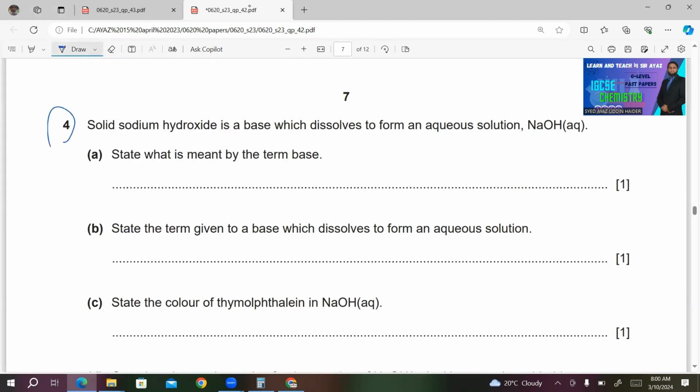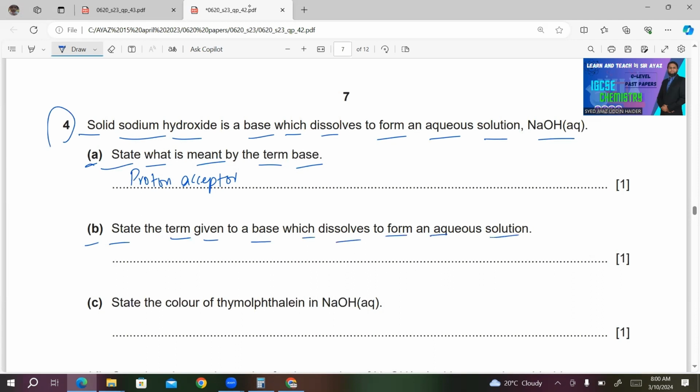Here's question number 4. Solid sodium hydroxide is a base which dissolves to form an aqueous solution, NaOH aqueous. A. State what is meant by the term base. They are proton acceptors. B. State the term given to a base which dissolves to form an aqueous solution. They are metal hydroxides. Technically, they are known as alkali.